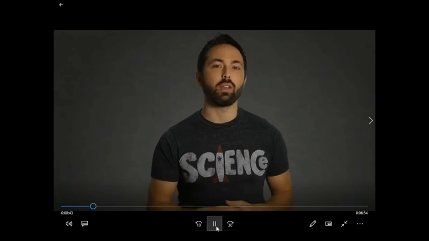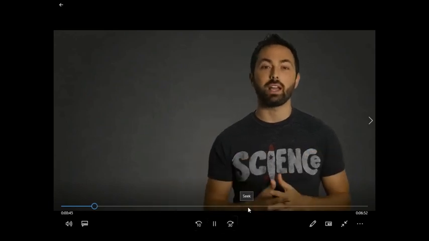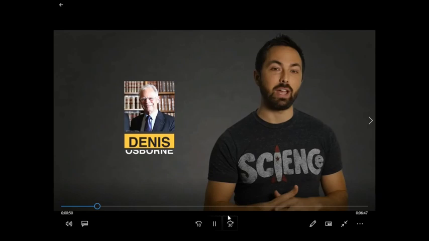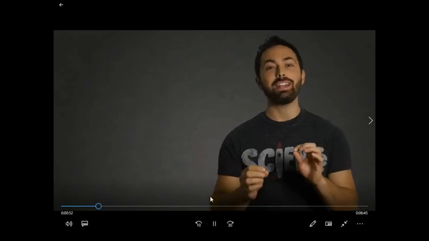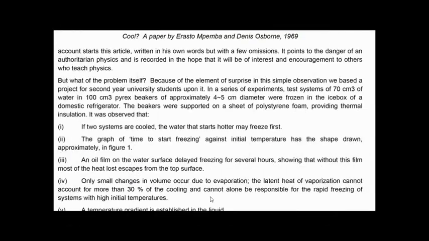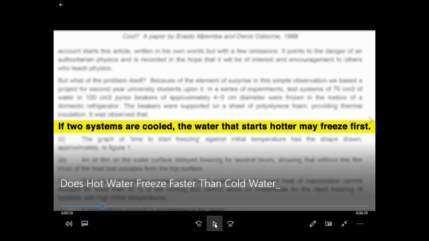Mpemba was intrigued by this phenomenon and eventually enlisted the help of a physics professor, Dennis Osborne, to investigate the effect using cream and also water. And they managed to replicate Mpemba's finding and published a physics paper stating that warm water does indeed freeze faster than cold. This was in 1969. But Mpemba was not the first person to observe this effect.